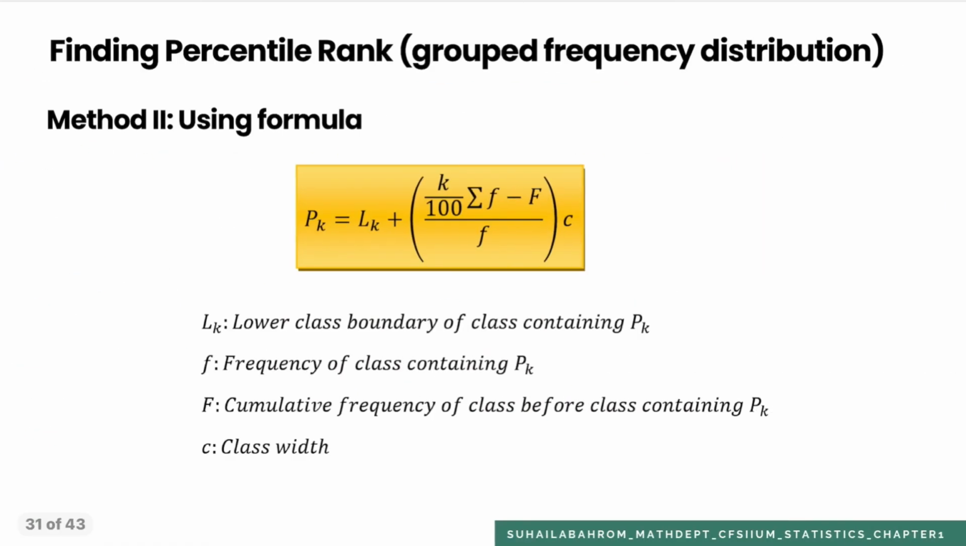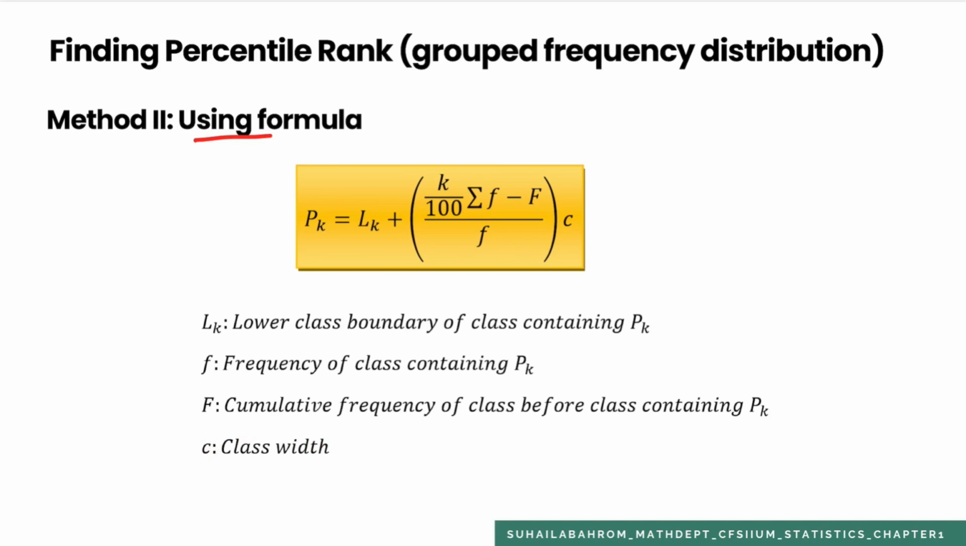That is for the first method. The second method is by using a formula. This is the common method used. So we have here the formula. L refers to the lower class boundary for the class containing PK, or percentile rank of K. Then F refers to the frequency of the class containing PK. Capital F here refers to the cumulative frequency before the class containing PK, and C refers to the class width.